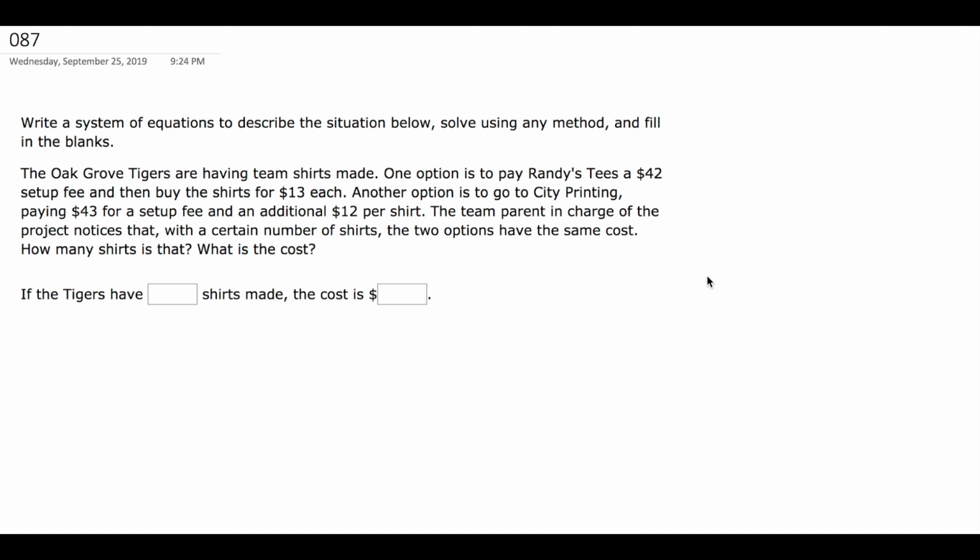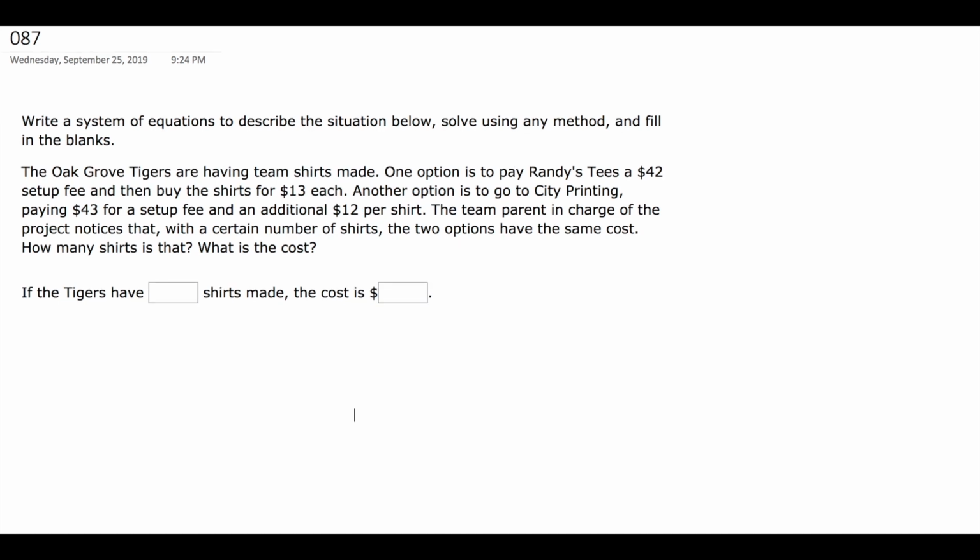So this is a system of equations word problem, which will most likely be on the SAT. Write a system of equations that describes the situation below. Solve using any method. What do they mean, solve using any method? There's elimination and there's substitution, and graphing is the one you're not going to do unless it's multiple choice and shows graphs. That is a way to do it, but you have to use a ruler and stuff.